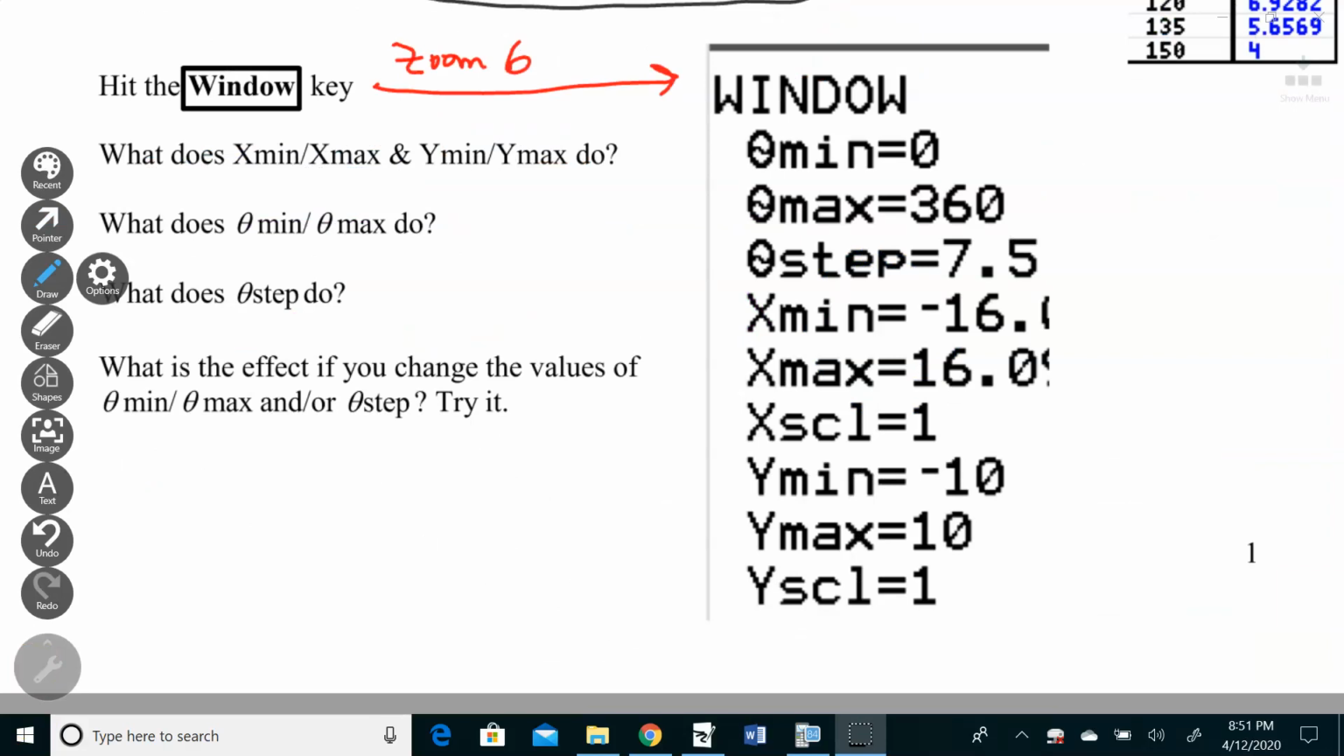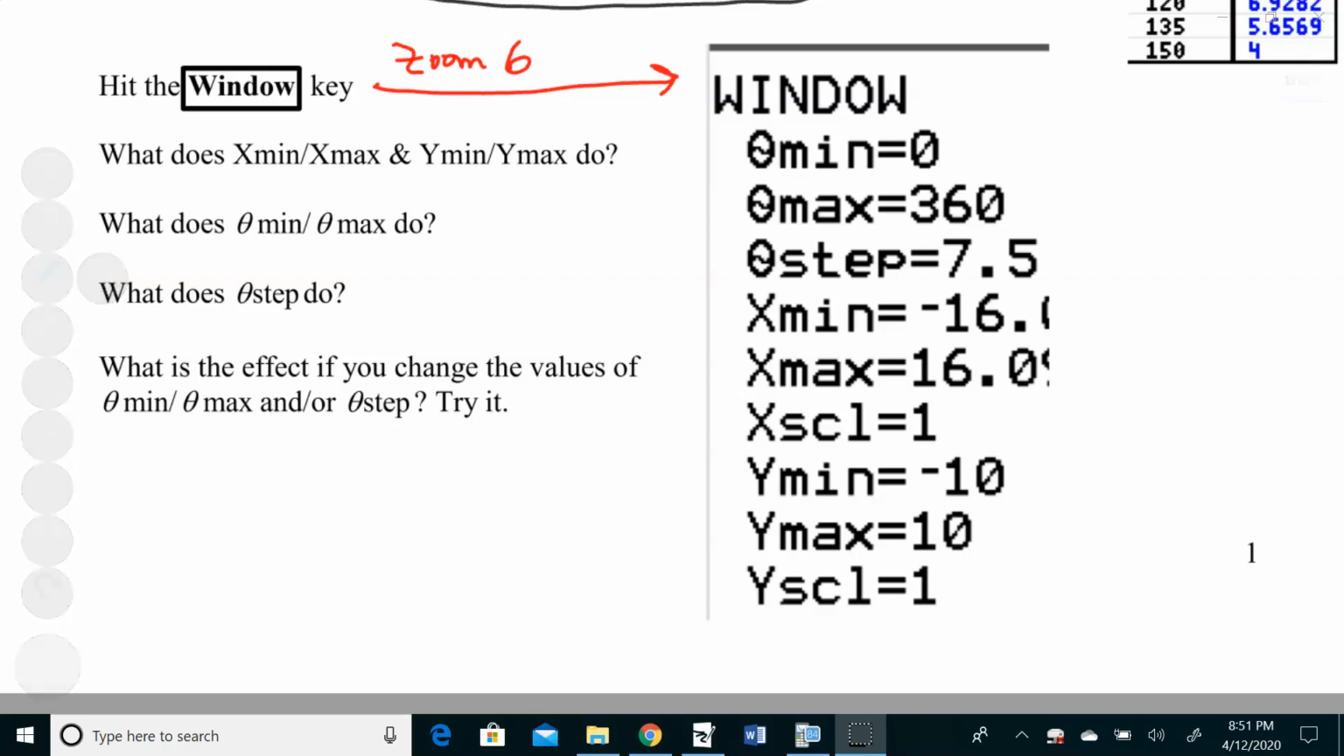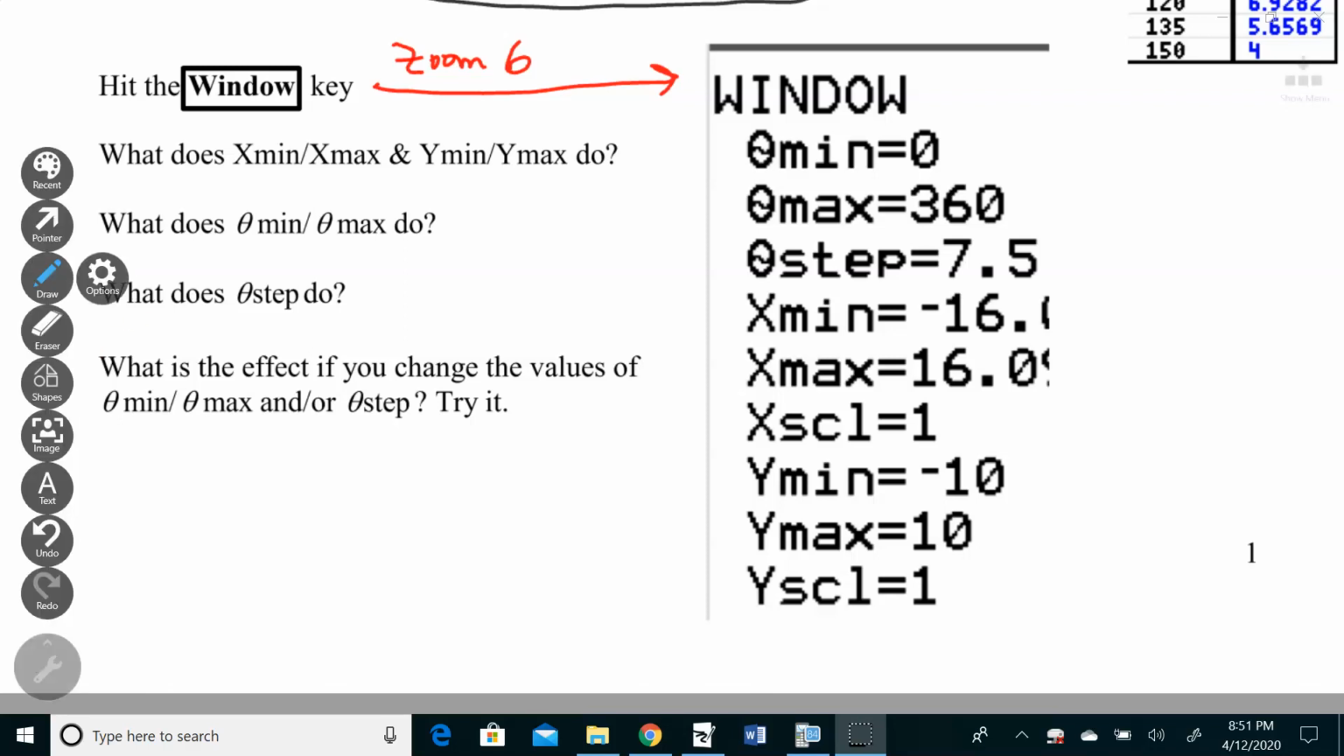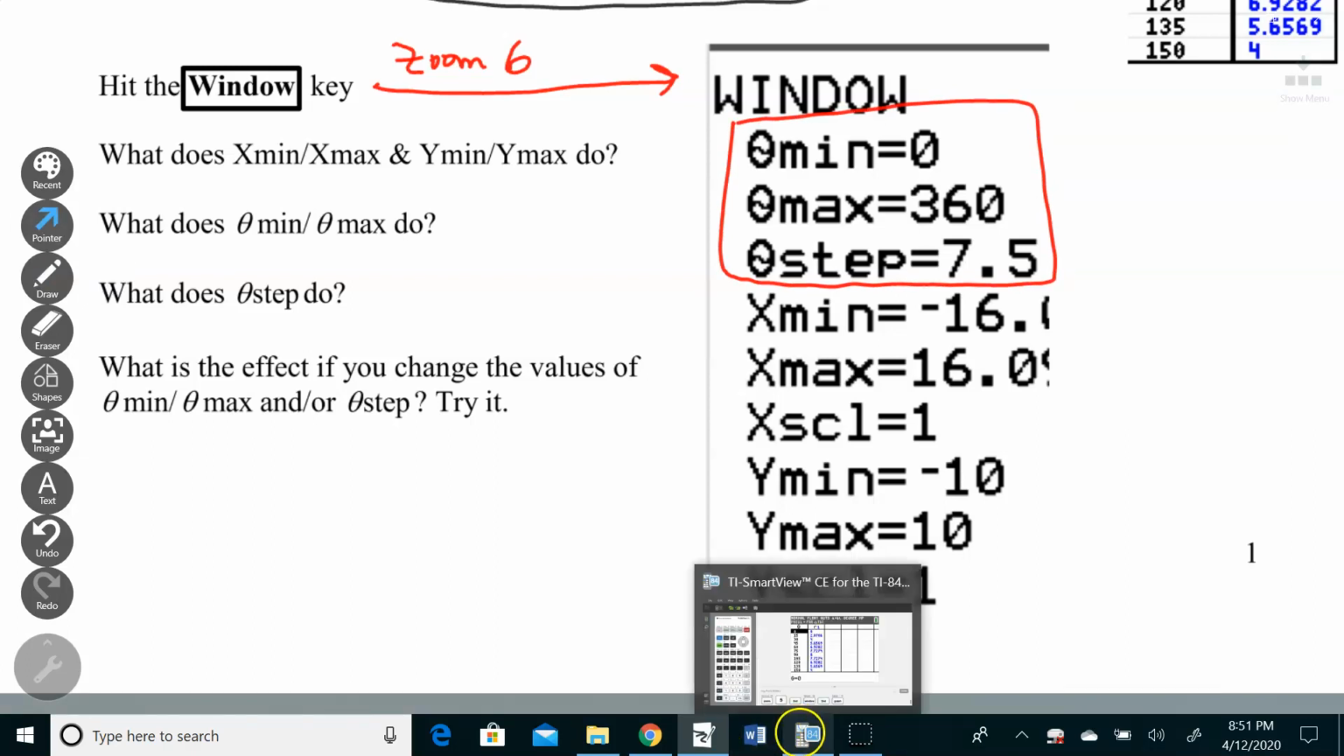So this is what happens when I hit the window key on the calculator. I'll show you in a minute, but this is what is set when I did that zoom 6, my standard window. I have this theta min, this theta max, this theta step, x min, x max, and all this other stuff. Some of it looks familiar from before, but this stuff here all looks new. I'm going to explain what this means. Let's see what it looks like on the calculator.